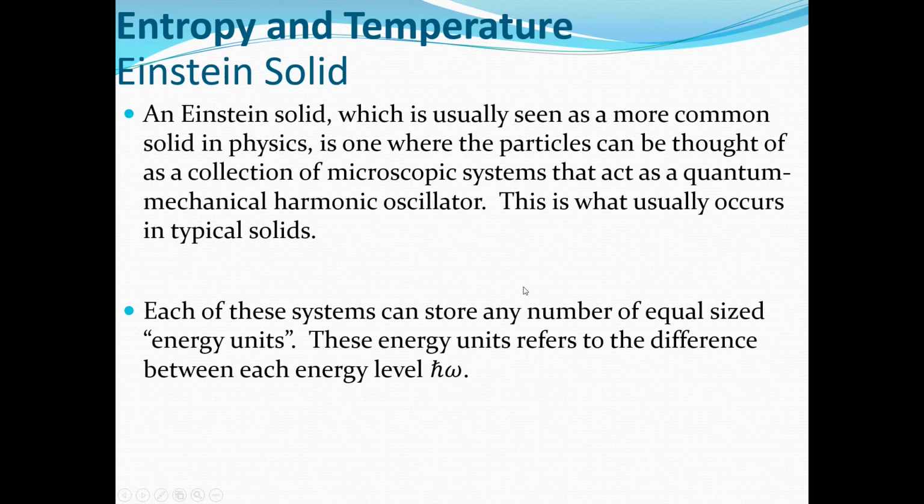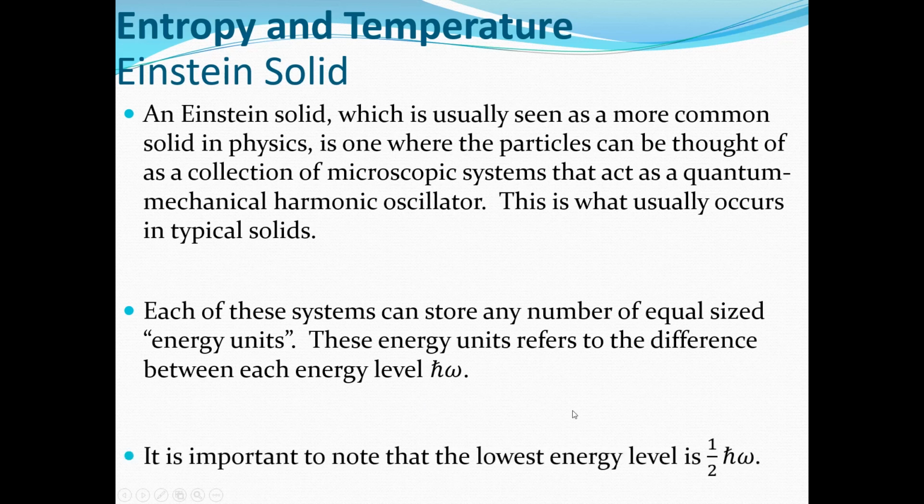Basically, we're going to say that the energy level between these units is going to be h bar omega. For those who don't know what the h bar is, h is Planck's constant, and h bar, I can't remember off the top of my head if it's 2 pi times h or h divided by 2 pi, but it's basically a 2 pi off of h. And the lowest energy level that's available is going to be 1/2 of h bar omega.